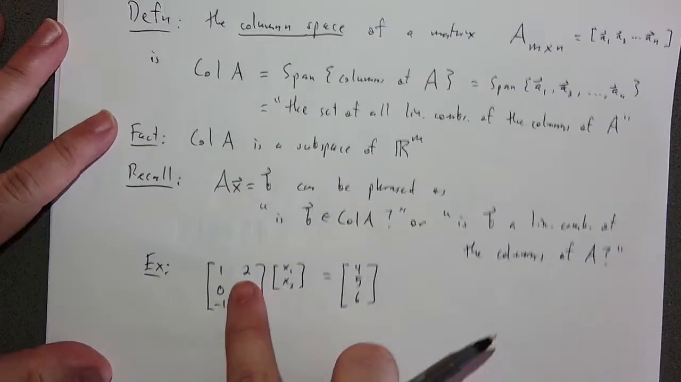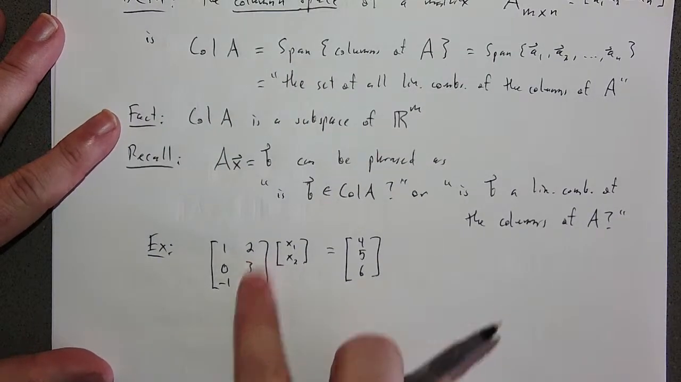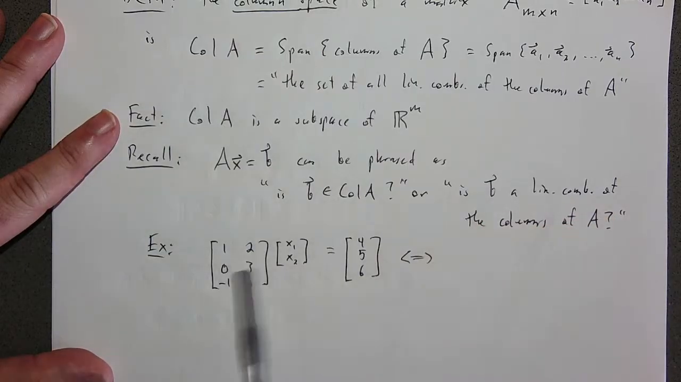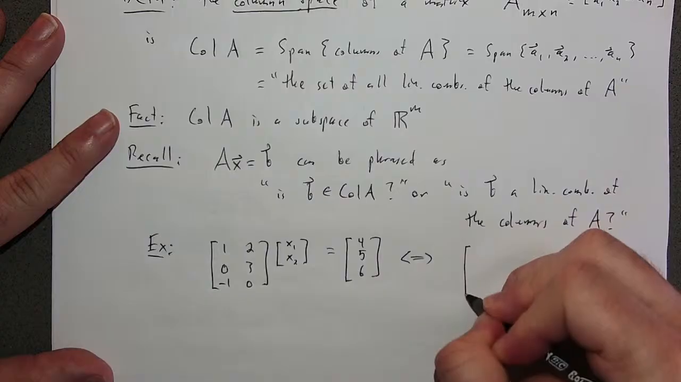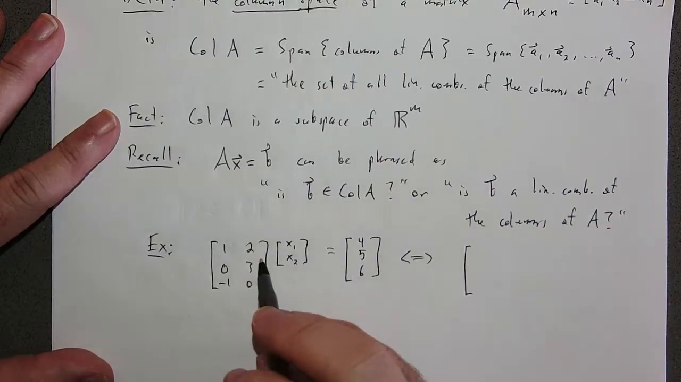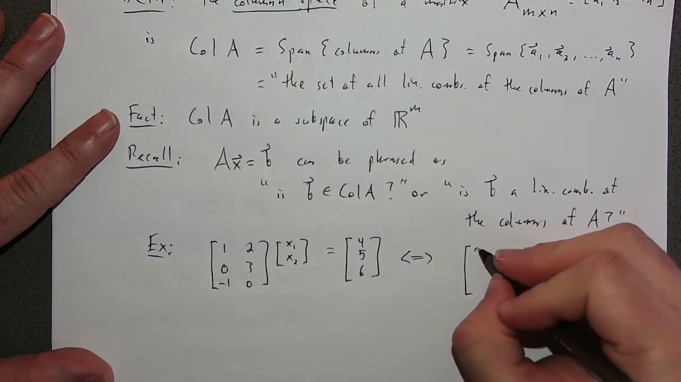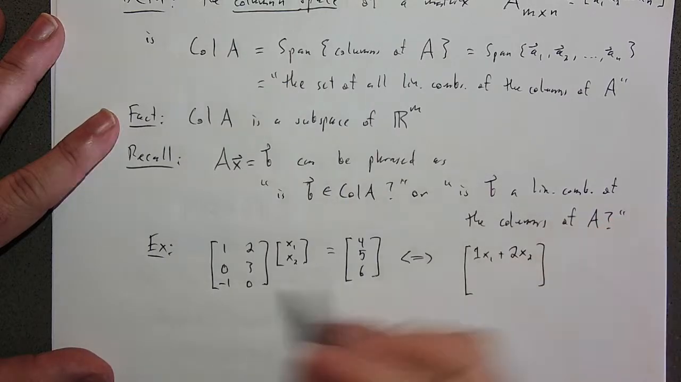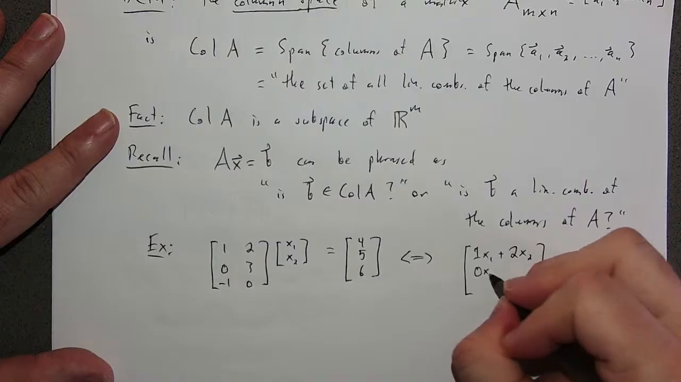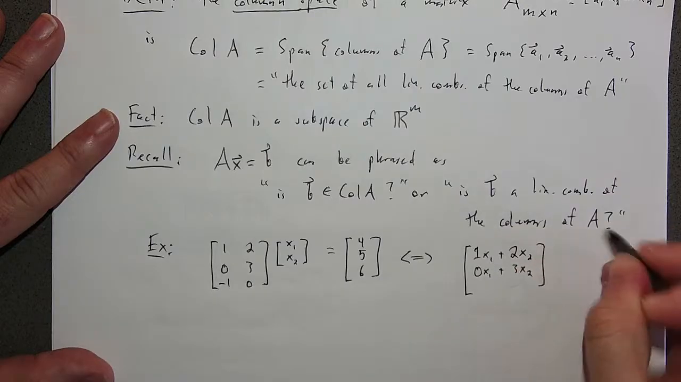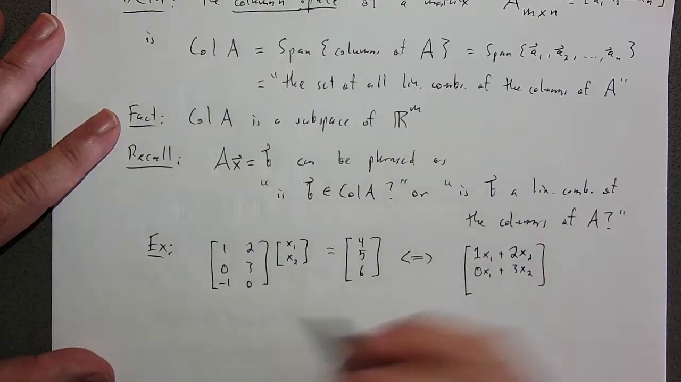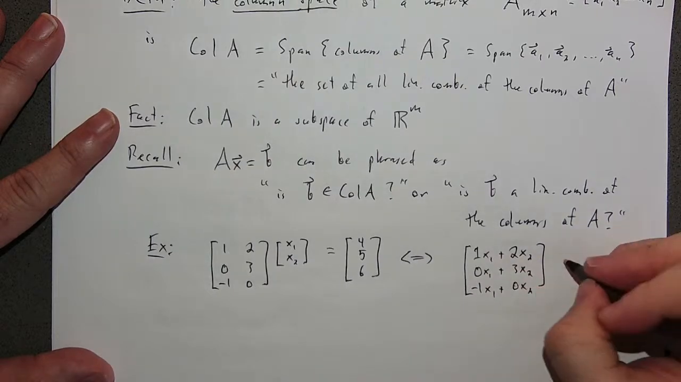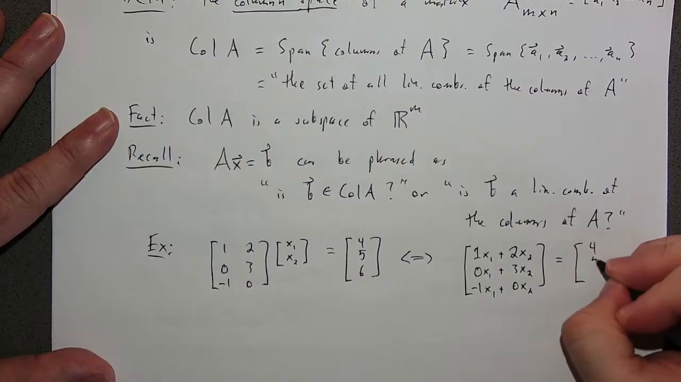So if I multiply this out and then refactor, this is what I'm doing. I'm going to do the matrix multiplication here so that I get a vector of 3 components. So this would be 1 times x1 plus 2 times x2 in the first slot. In the next slot, this would be 0 times x1 plus 3 times x2. You might say, why are you writing these out? It's just to make the next step more obvious. Minus 1 times x1 plus 0 times x2. And that is equal to 4, 5, 6.